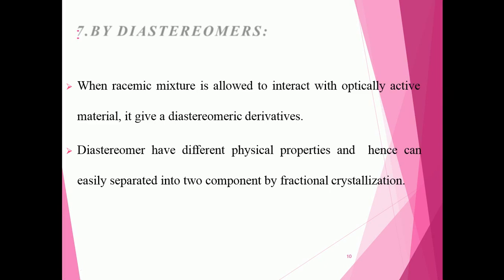Next is a very important and fundamental method, by diastereomers. It means the enantiomer is converted into a diastereomer, and we all know diastereoisomers have different physical properties, hence they can be easily separated using two different techniques. One is fractional crystallization. One more is fractional distillation.